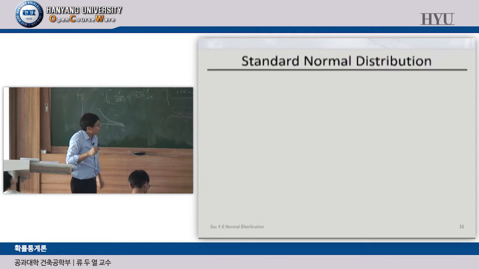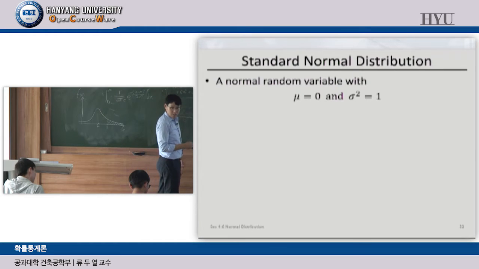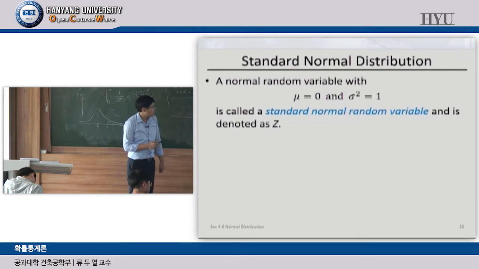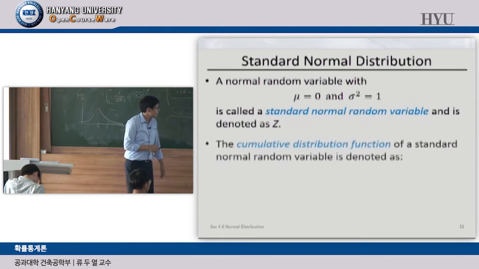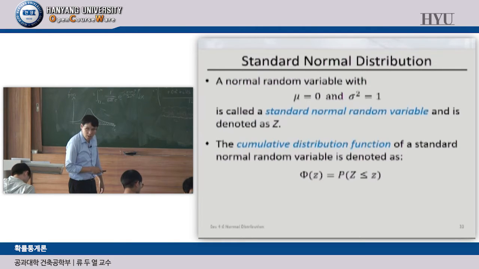Now I'm going to explain the standard normal distribution. A normal random variable with mean equal to 0 and variance equal to 1 is called the standard normal random variable, and it is denoted as capital Z. The cumulative distribution function of a standard normal random variable is denoted as Φ(z), which is equal to the probability of Z when Z is smaller than or equal to small z. Okay?